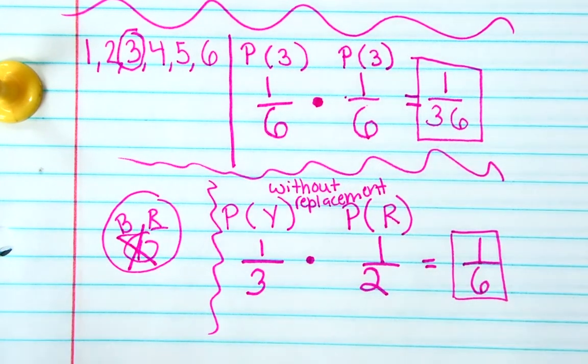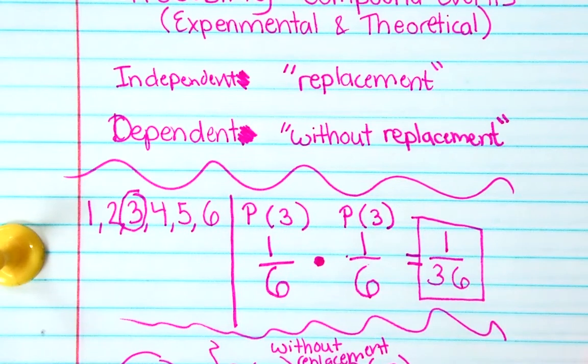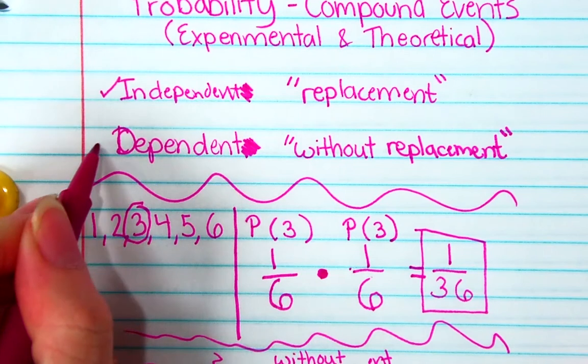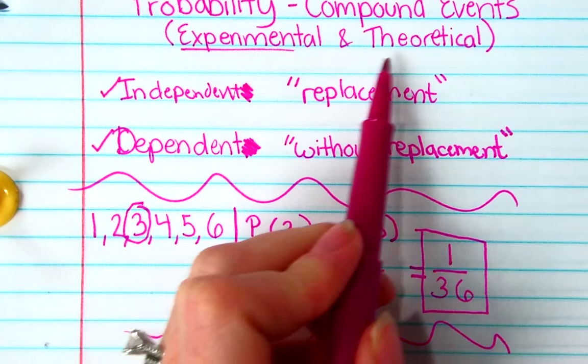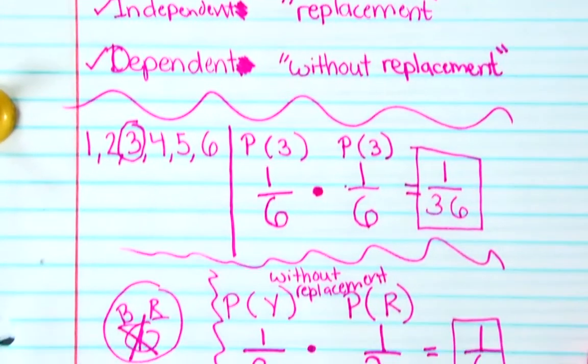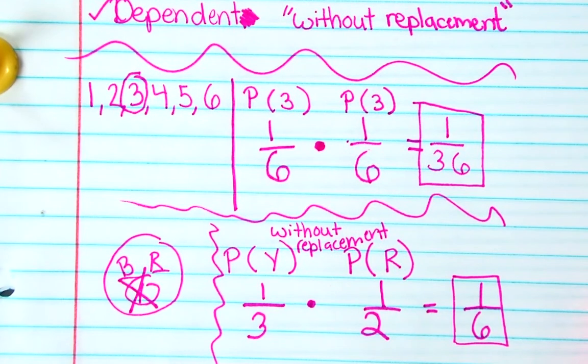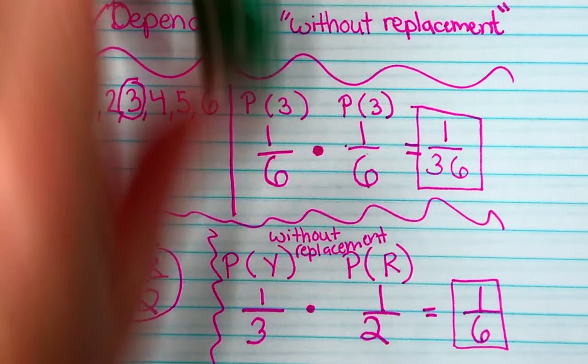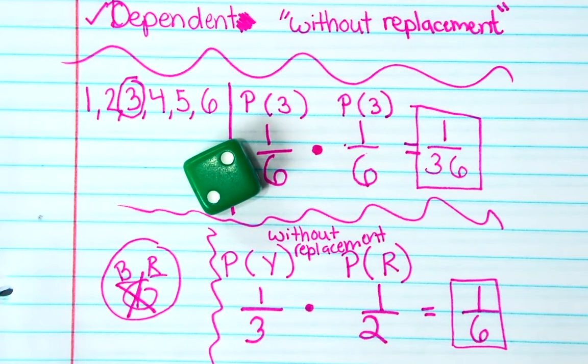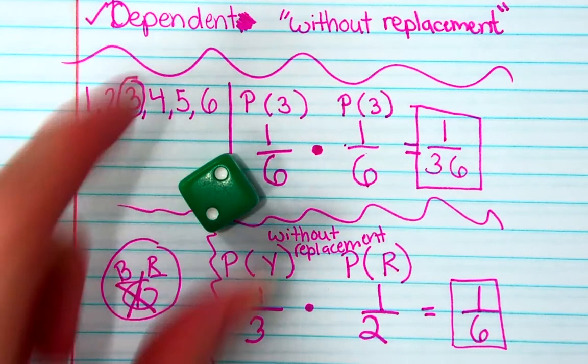Okay? The only other vocabulary words we're going to talk about in this video are experimental and theoretical. So we've done this, check, this, check. We need to do experimental and theoretical. So all of this is in theory. Okay? So think about when we go back to the dice example. In theory, there is a 1 out of 36 chance that I'm going to roll a 3 2 times.